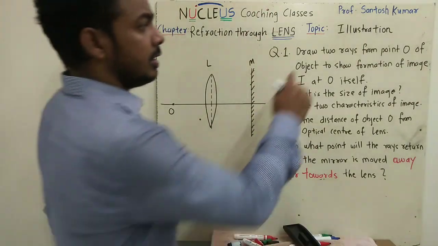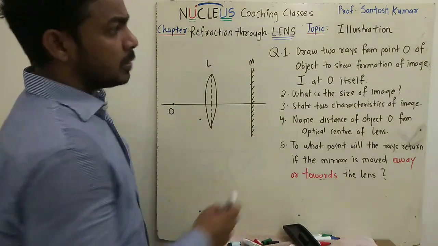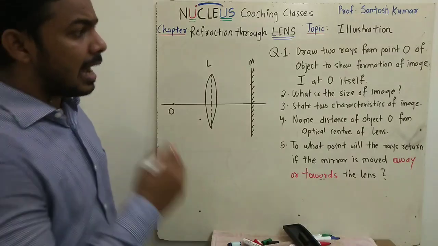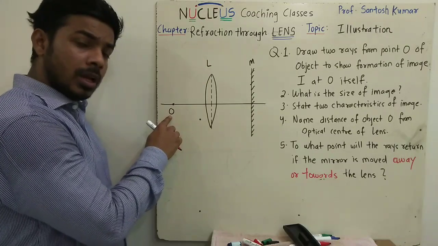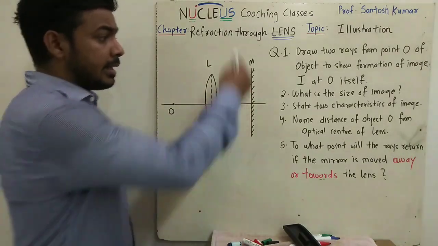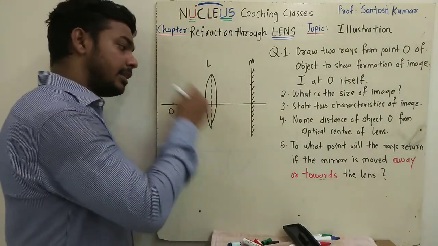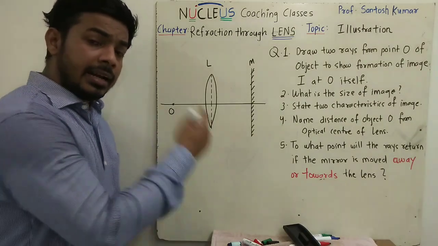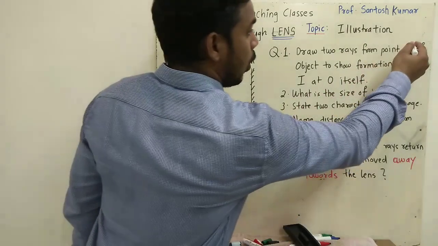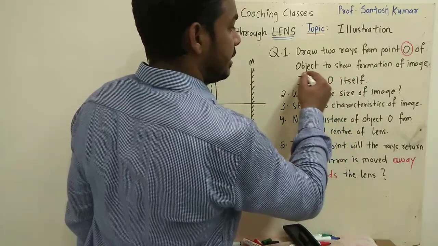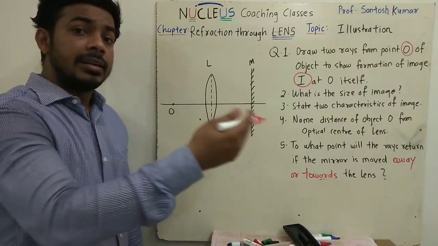So the first question reads, draw two rays from point O of the object to show the formation of image I at O itself. That means rays coming from the object O, after refraction through the lens, will get reflected, and when the rays get reflected they will again hit the lens, get refracted and form some image. Now here it is given that object O and image I are located at the same point. So that is nothing but retrace of path.